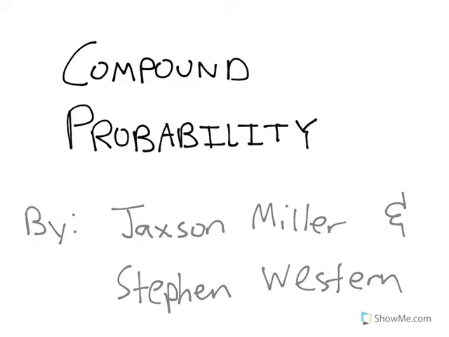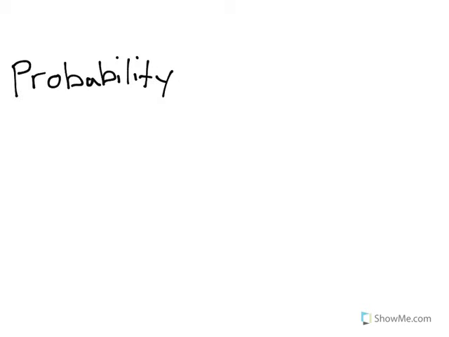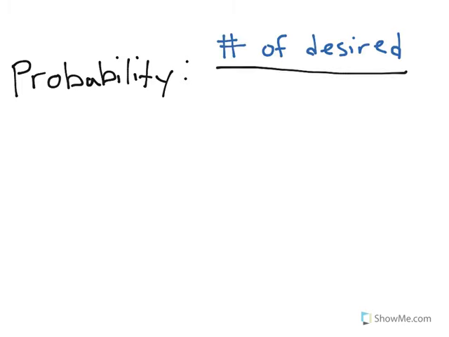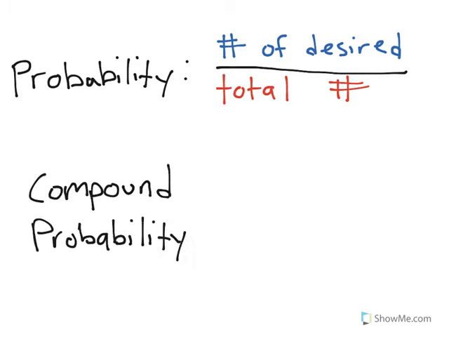We're going to teach you about compound probability. To begin, let's give the basic definition of probability. Probability for an event is the number of desired outcomes over the total number of outcomes possible. Now, compound probability is when there's more than one event and the probability builds upon itself, making it compound.